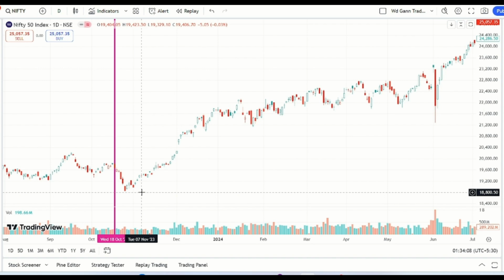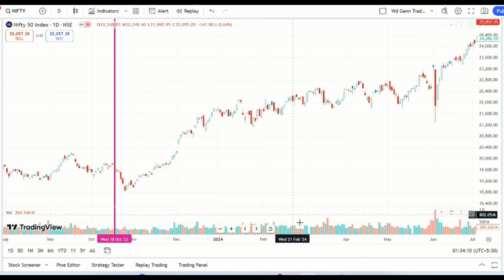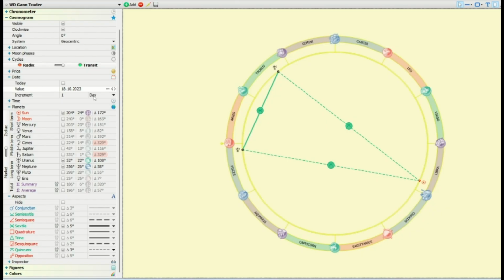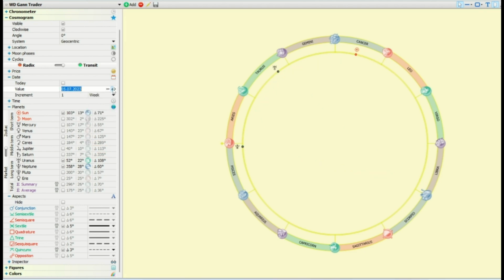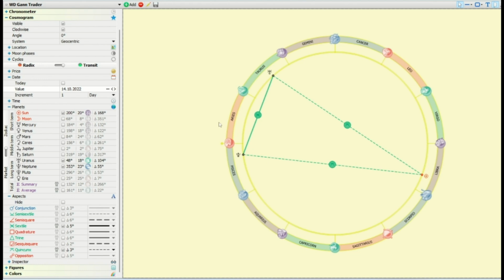Now let's go more back in the past and check more dates. So again open the Genzilla application, change it to week again. Let's go in the backward direction till we again get the same pattern. Yes, change it to day here. Here you can see on the date of 14th October 2022, we can see the same pattern again.